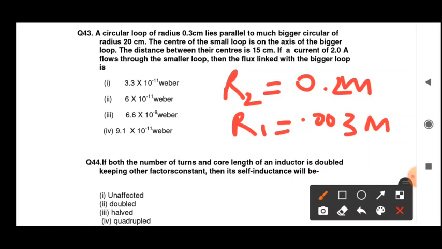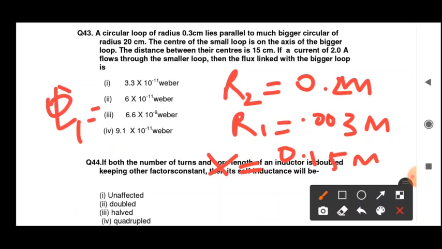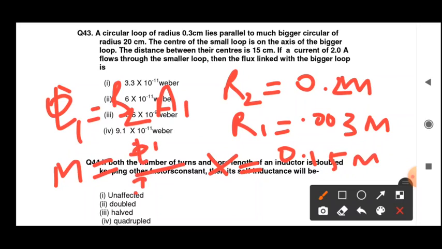And one more thing is given, the distance between them, suppose x is the distance between them, that is given 15 centimeter. So this is 0.15 meter. Now what we have to do, we have to find out first the flux linked with the first one, then phi 1, you know, this is given by magnetic field of second into area of first one. So you can find out the value of phi 1 now, and then you can find out the value of M. So M has the value phi 1 upon I2. So here you can find out this value, and similarly you can find out now the value of phi 2.